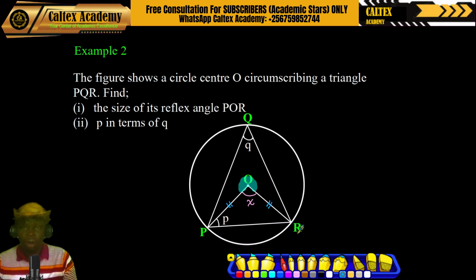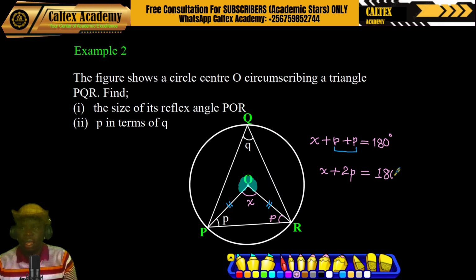Triangle POR is an isosceles triangle, and the property of isosceles triangles says the base angles are always the same. Taking that into consideration, if this is P, then this base angle must also be P. Taking the angle sum in a triangle, we can say X plus P plus also the next P must be equal to 180 degrees, and that is the sum of angles in a triangle. Simplifying these two P's together, we have X plus 2P, which must give us 180 degrees. Taking the 2P to the right hand side, we have X equals 180 degrees minus 2P. So that becomes the expression for this angle here.